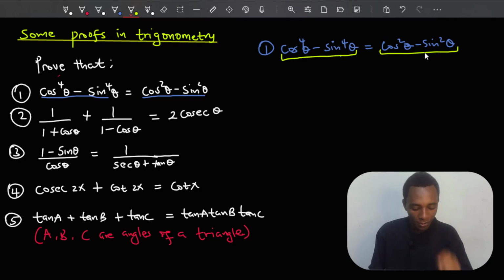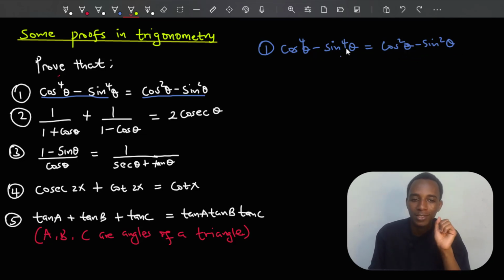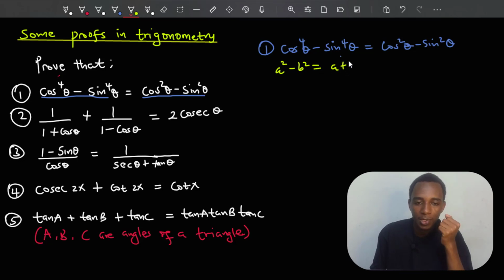So this suggests that it's probably ideal to begin with the left-hand side. This has up to the fourth power, while the other side has only up to the second power. So I'll begin with this side here. Also, another important thing here, if you look at these powers here, these are actually even powers, which suggests that we can use the difference of two squares. In case you don't know that, I'll just remind you here. If you have a squared minus b squared, this simplifies to a plus b into a minus b. So yeah, we can expand this here as this.